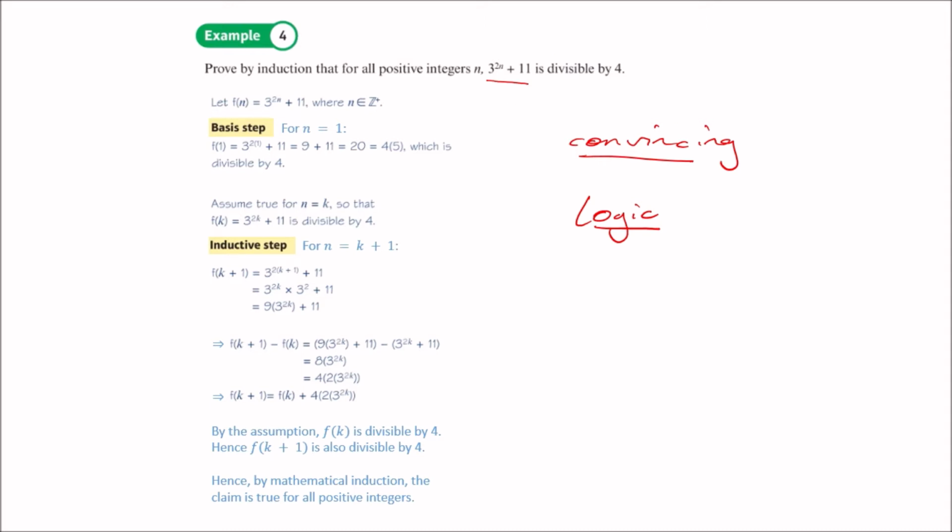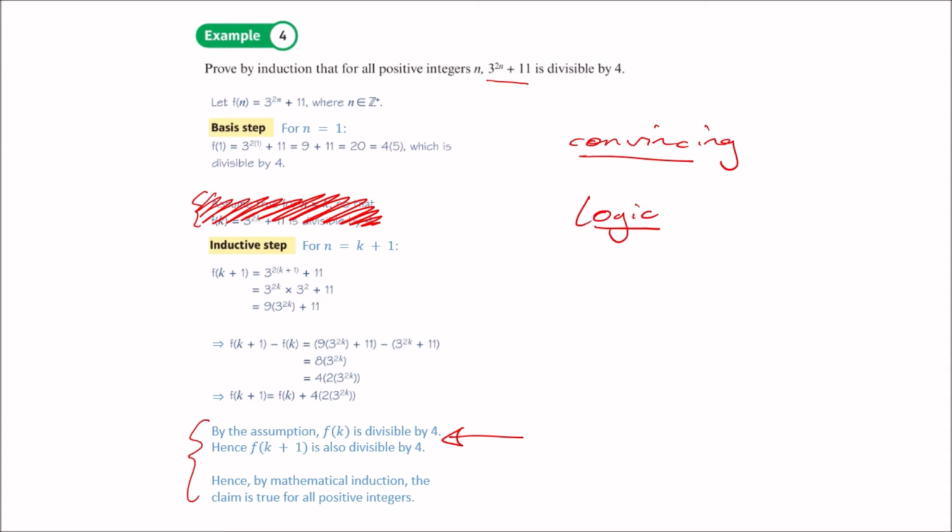Some of the bits that are common to accidentally leave out are this statement about the assumption and the conclusion, also the headings, but these bits of logic are easy to leave out. But without them, especially without that one, your reasoning doesn't follow through properly. We can't make a conclusion at the end about, in this case, f of k being divisible by 4, if we haven't stated our assumption early on.